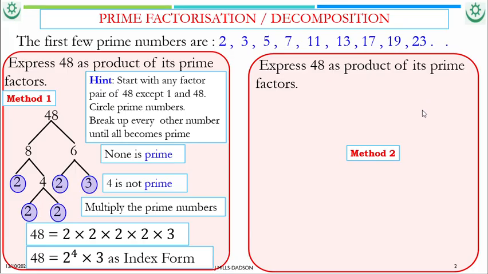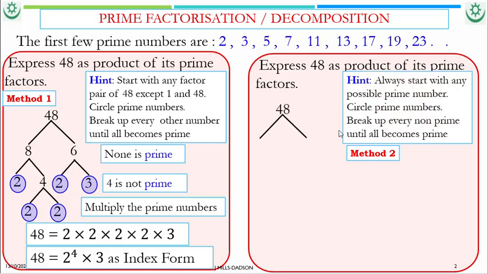Now the second one is where you must always start with a prime number. So here, always start with a prime number. So the first prime number possible that you can choose, 3. 3 times what is 48? It is 16. Then 16, think of a prime number to divide that. 2 or 4. So 2 times 8.